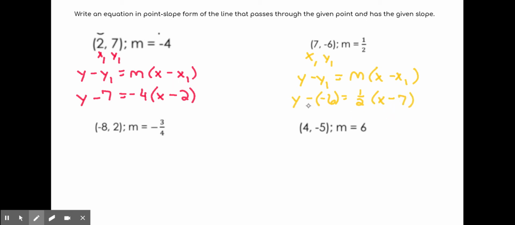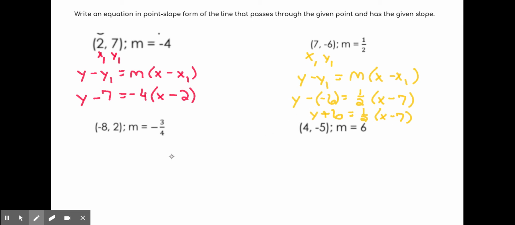Now this has a little bit of cleaning up I can do. I have a minus a negative here, so I can say y plus 6 equals 1/2 times x minus 7. That is point slope form. I'm done. Notice I started with a -6 up here. I ended up with a +6 down here, a +7 up here, a -7 down here. They change signs. So y plus 6 equals 1/2 times x minus 7.